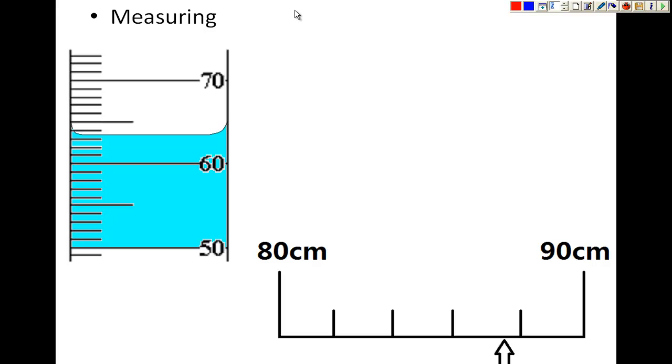So sig figs are made up of certain digits or numbers that we are certain about and one, or I'll put that in blue, one uncertain digit. So keeping that in mind, let's take a look at this first one right here.